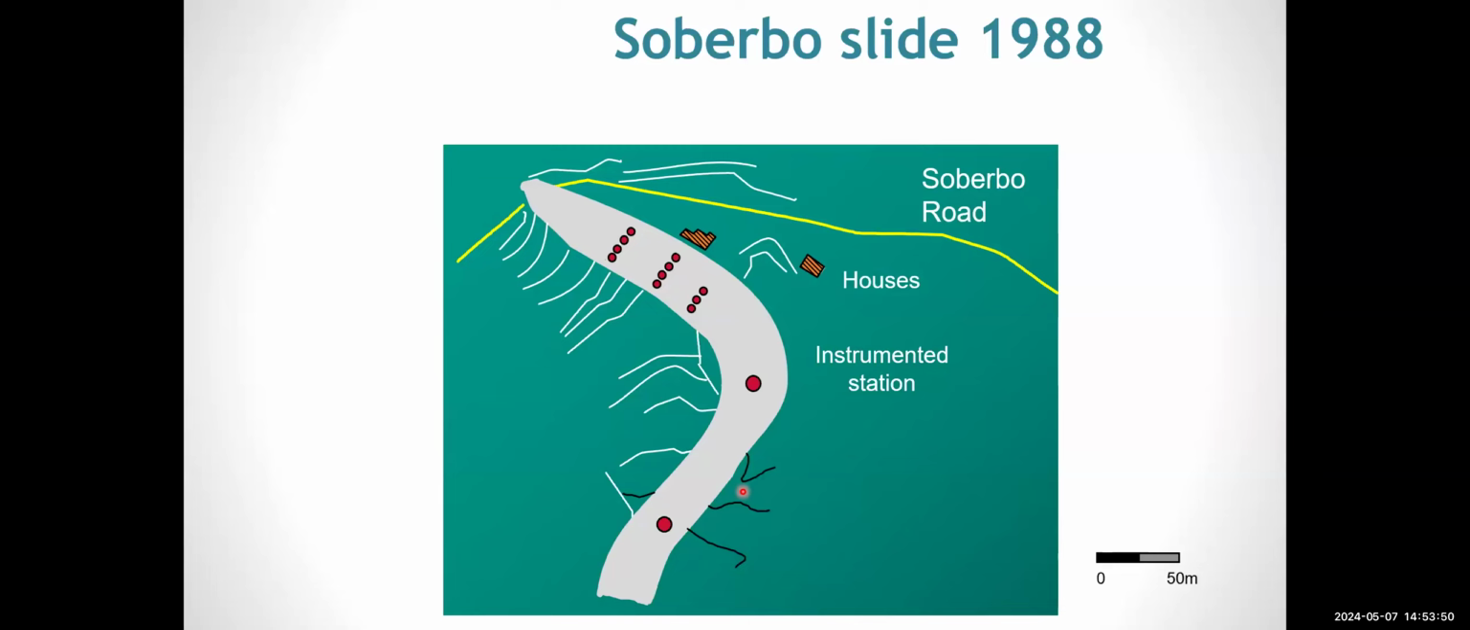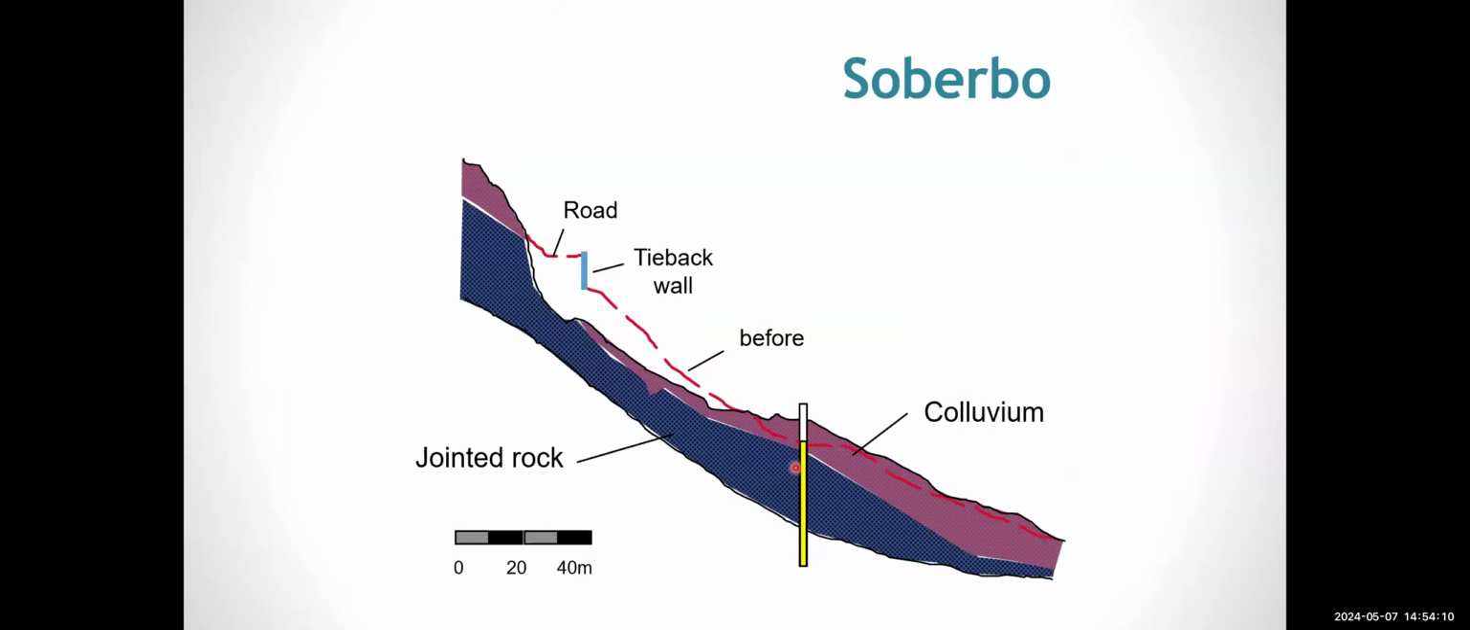And they did a lot of work there. They put instrumentation, and they had an instrumented station. They measured displacement. They had inclinometers. And the inclinometers, I remember, with time, would be sheared. And this is a cross-section, okay? And this is what happened in the upper road here, the Soberbo road, the other road is down there, and it's a colluvium on jointed rock, okay?